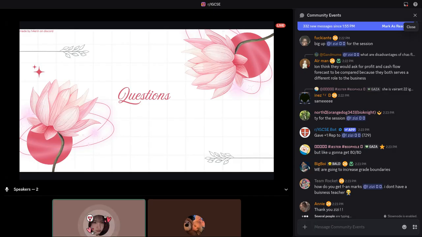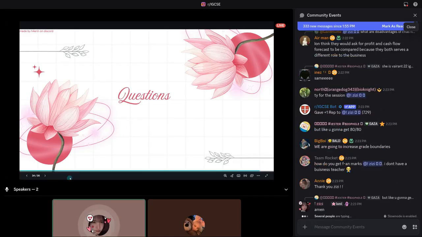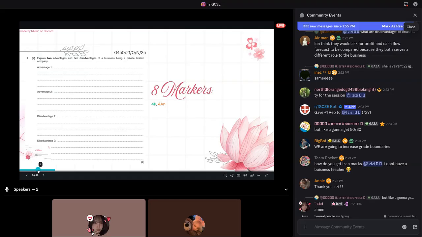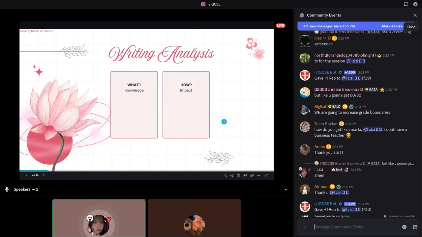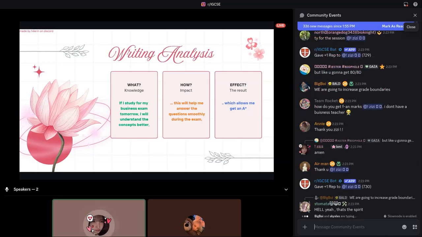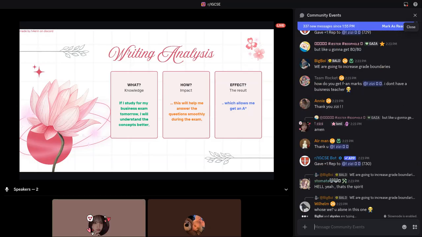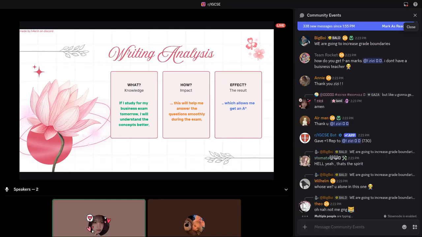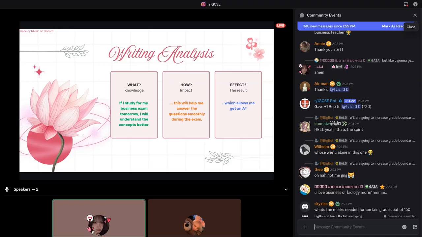How do you get further analysis marks? I don't have a business teacher. I think I talked about this in analysis. So what, how, and effect. I would basically explain it to my friends as the analysis of the analysis.